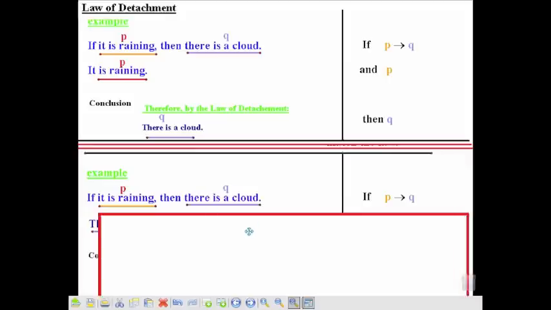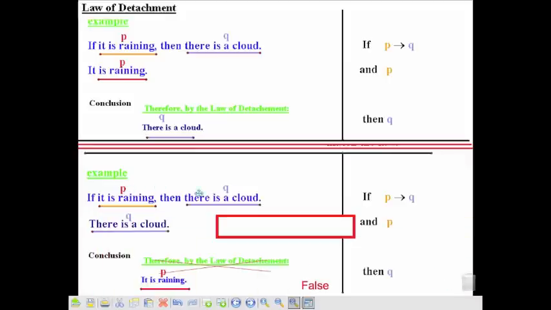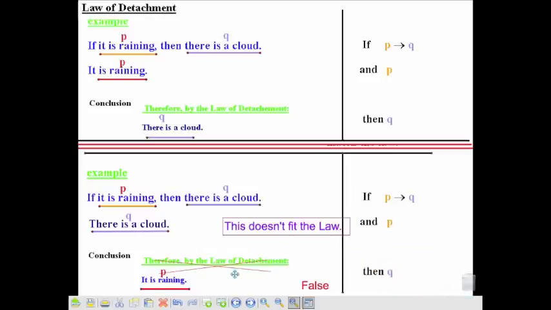So here's another example. If it's raining, then there's a cloud. Okay, that's P, then Q. But then I say there's a cloud. Does that guarantee that it's raining? Well, no, it doesn't follow my pattern, if P, then Q, and I have P. Instead, I've got Q again. And so this doesn't fit the law, and so I cannot draw a conclusion from that. Now, it might be raining, but I don't know for certain.